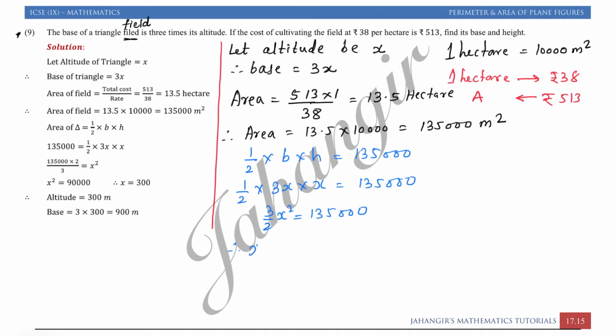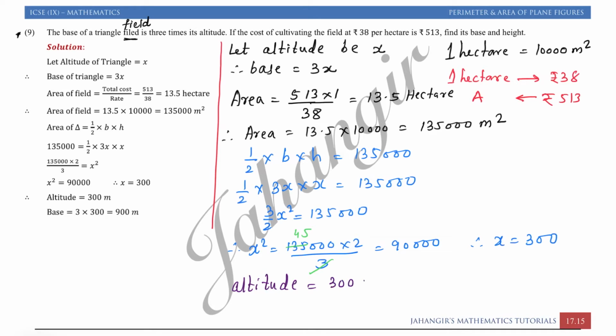So therefore x square is equal to 135,000 into 2 upon 3. We can cancel out 3 ones are 3, 45 twos are 90. So therefore x is equal to 300. Therefore we can write altitude is equal to 300 meter, while base is 3 into 300, which is equal to 900 meter.